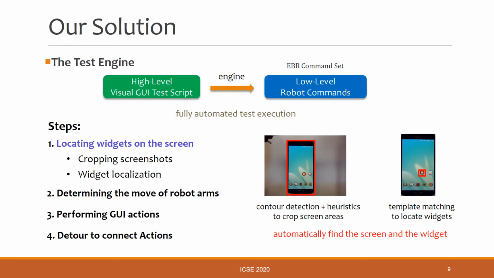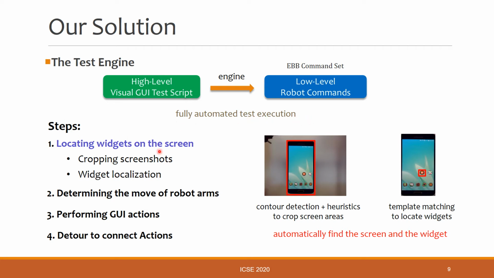And in RoScript, we design a test engine to turn high-level video GUI test scripts into low-level robot commands. We use the EBB command set to drive the robot actions. This command set is an open source command set. The test engine supports fully automated test execution.